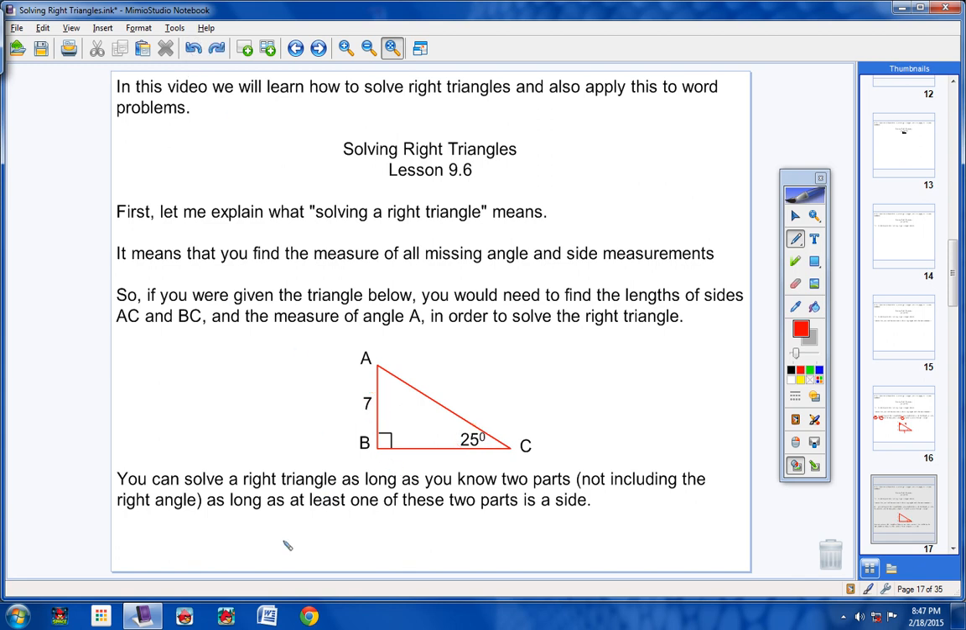Let me say it again. You can solve a right triangle as long as you know two parts, not including the right angle, as long as at least one of these two parts is a side.